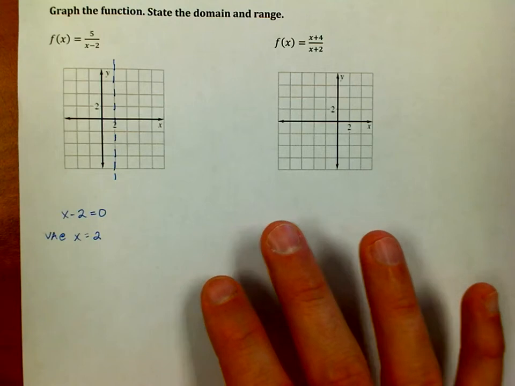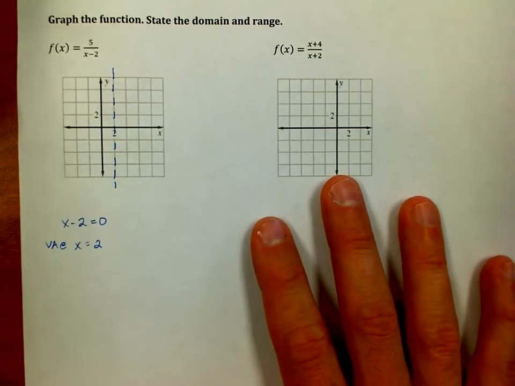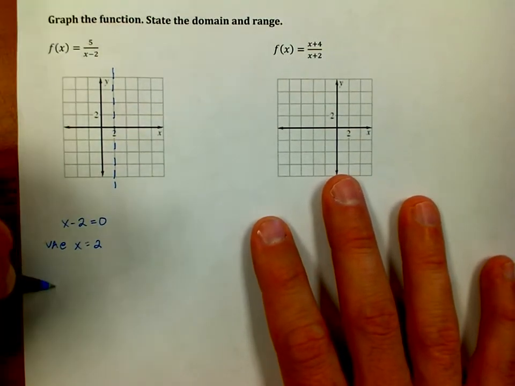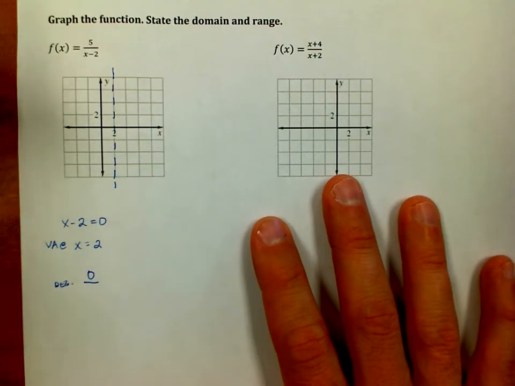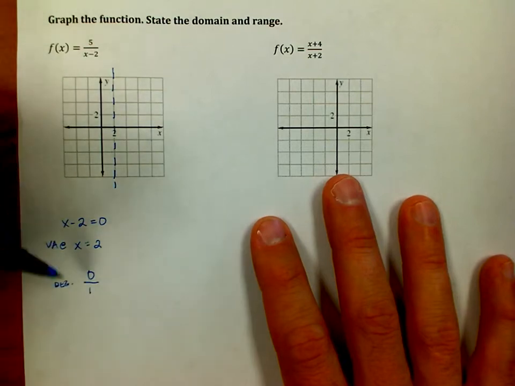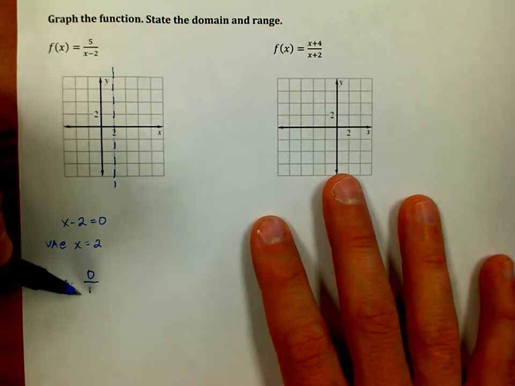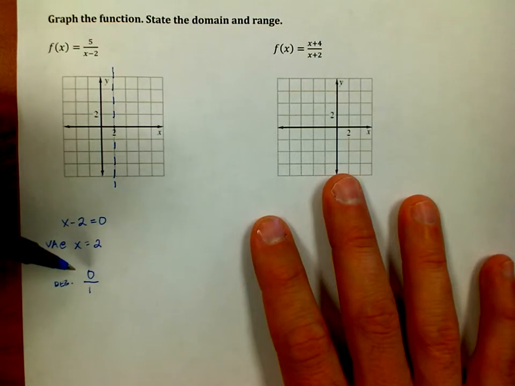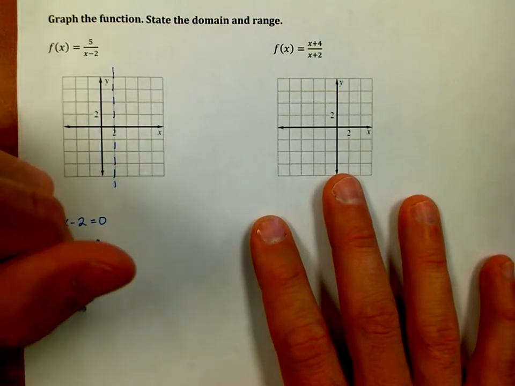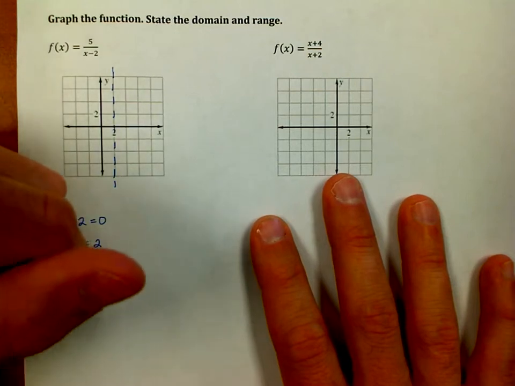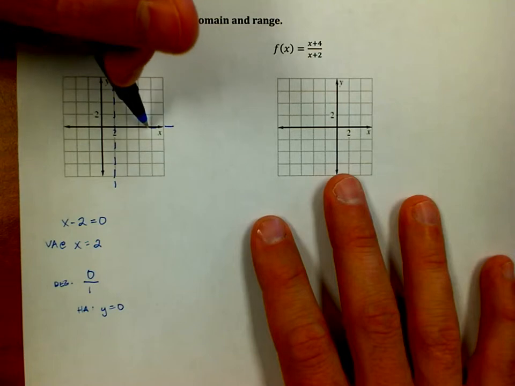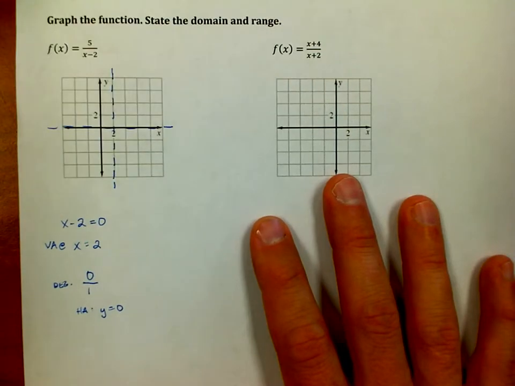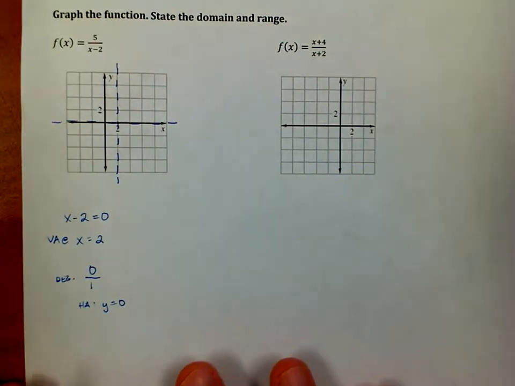Now, the second step is to compare the degrees of x. I notice on the top I don't have any x at all, so 0 power, right? And on the bottom, I have x to the first power. I've got a bigger power on the bottom than on top, and that tells me that the horizontal asymptote, using that table from your notes, is going to be at y equals 0. So I'm going to put a dotted line at y equals 0. Now I've got an idea of where my asymptotes are.